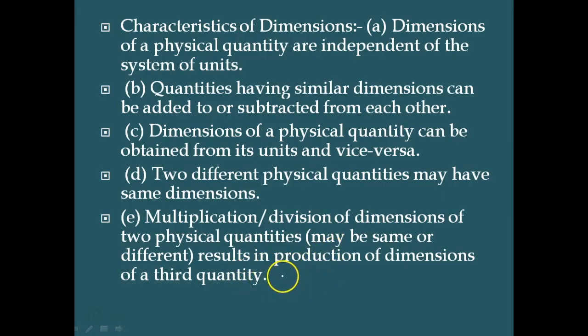Again, I'll give the similar example of velocity. Here the dimension for displacement is divided by the dimension of time, and that will give the dimension for velocity, isn't it? So after this only we will get the dimension for velocity. So multiplication or division of dimensions of two physical quantities results in the dimensions of a third quantity.